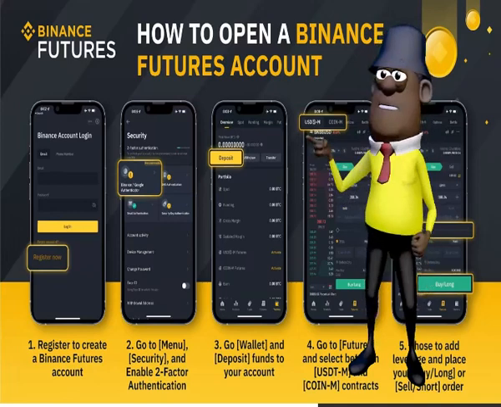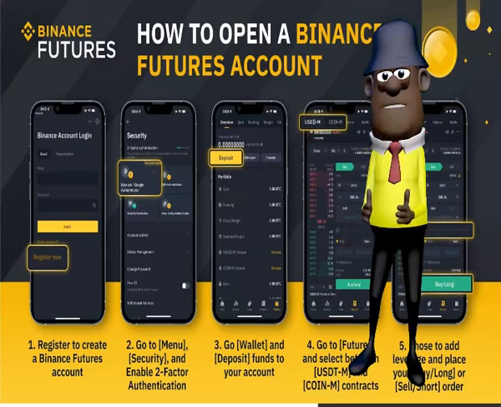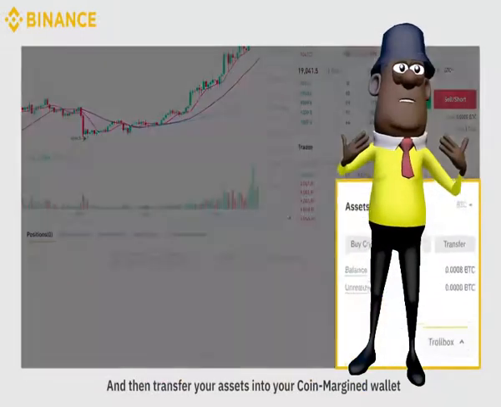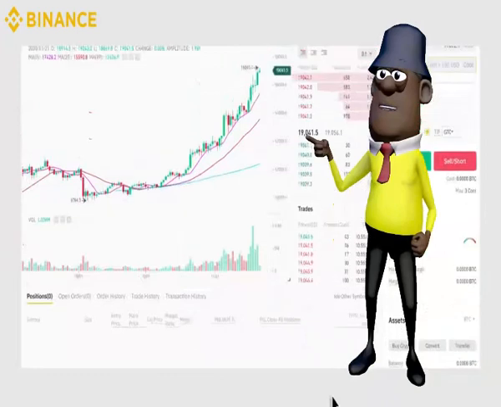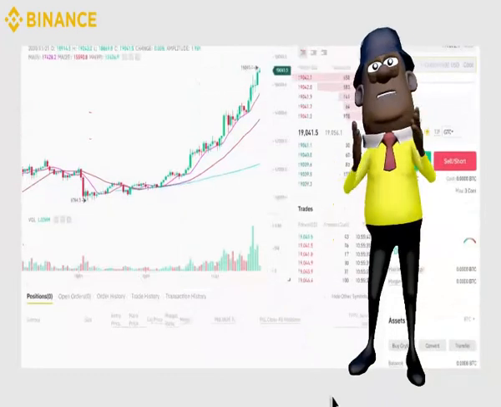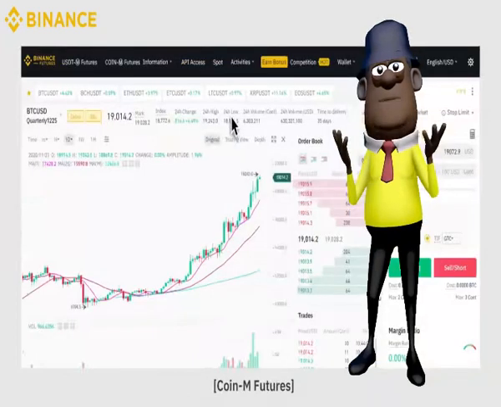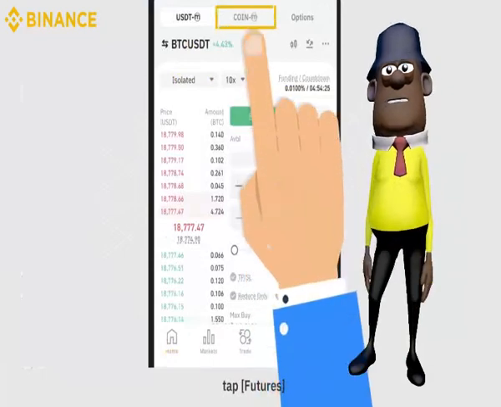Open a futures trading account on Binance Futures. Please note that you must enable 2FA verification to fund your futures account before you start trading. Deposit funds to your futures wallet, such as USDT, or any other cryptocurrencies supported by Binance Futures. Select between the two derivative contracts available on Binance Futures, USDM Futures and CoinM Futures.